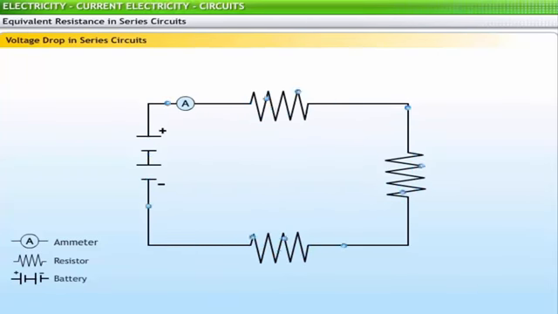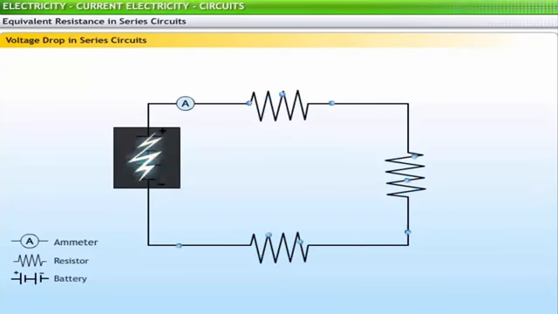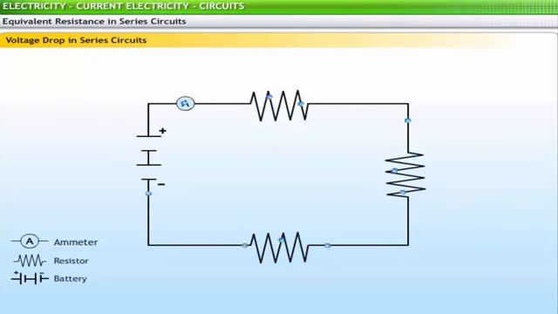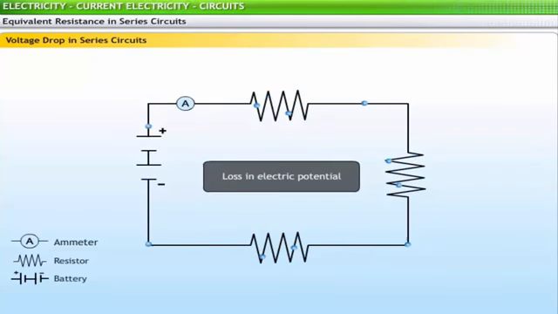In a series circuit, the battery supplies energy to the charge to move it through the cells and to establish an electric potential difference across the two ends of the external circuit. As the charge moves through the external circuit, it encounters a loss of electric potential. This loss in electric potential is referred to as voltage drop.